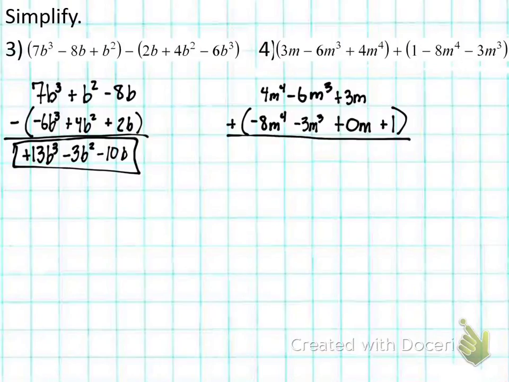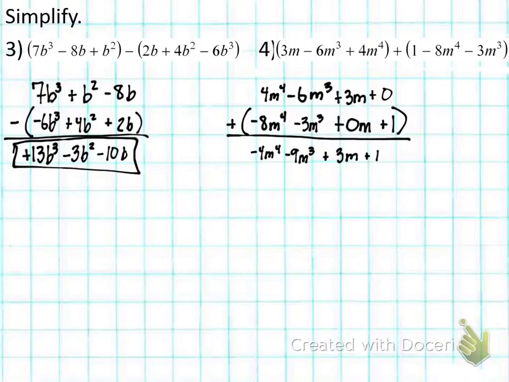Okay, now that everything's in order, and I'm going to put a little placeholder for constants here at the top, right, a +0 there, because I know that there's something there. So now we just work it out. 4 plus negative 8m to the 4th is going to be negative 4m to the 4th. Negative 6 plus negative 3 is negative 9m cubed. 3 plus 0 is positive 3m, and then we have 0 plus 1 is positive 1.